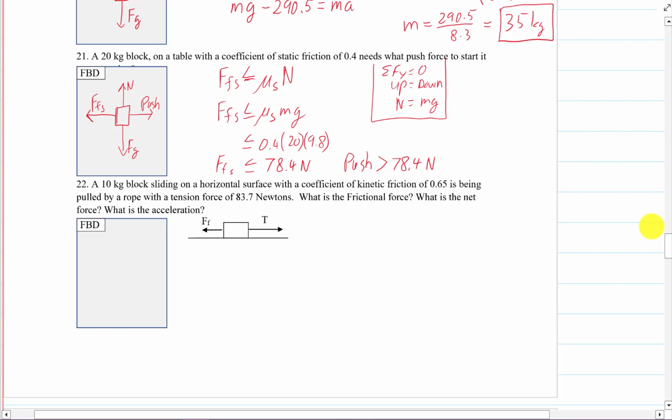There we go. Number 22. A 10 kilogram block sliding on a horizontal surface with a coefficient of kinetic friction of 0.65 is being pulled by a rope with a tension of 83.7 newtons. What is the frictional force? And what is the net force? And what is the acceleration?